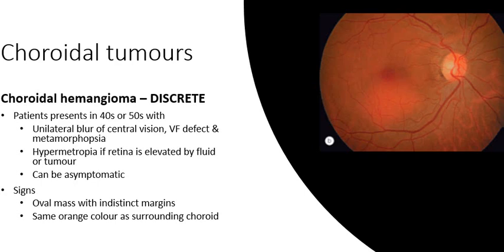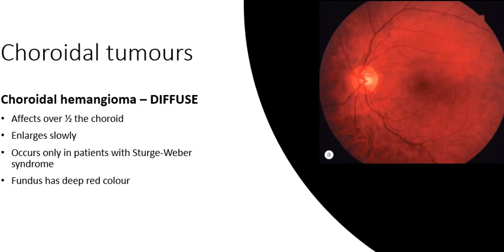And what you'll see if you look into the eye is this oval mass with indistinct margins, and it's just there, just under the macula. And it's usually the same orange colour as the surrounding choroid, so it's a little bit tricky to see as opposed to, for example, a choroidal nevus. And this choroidal hemangioma is actually considered a discrete hemangioma because you've got one and it's just sitting there solo and it's only in one zone.